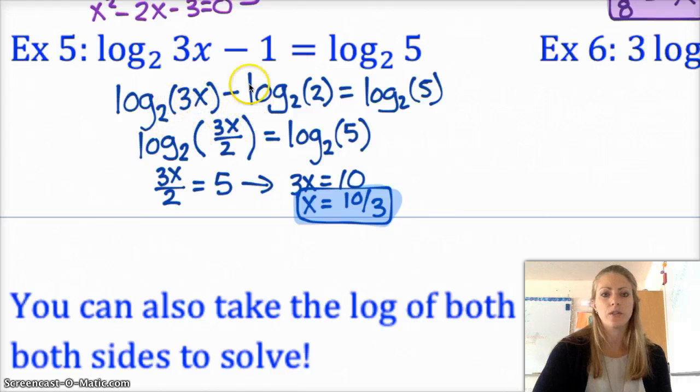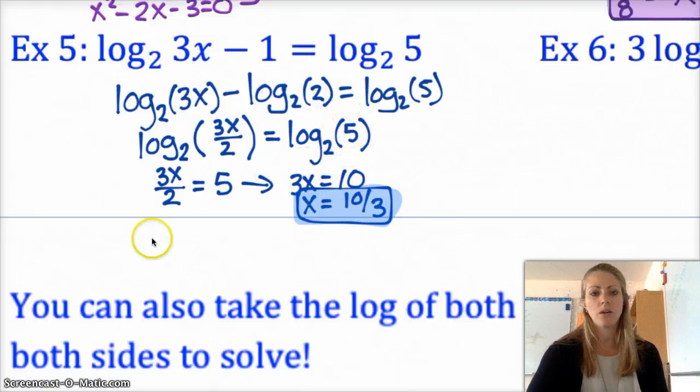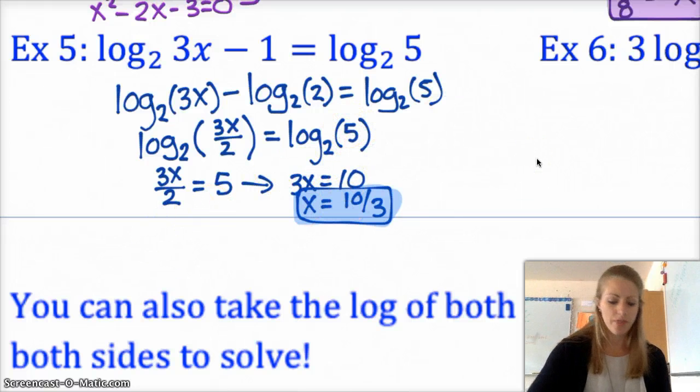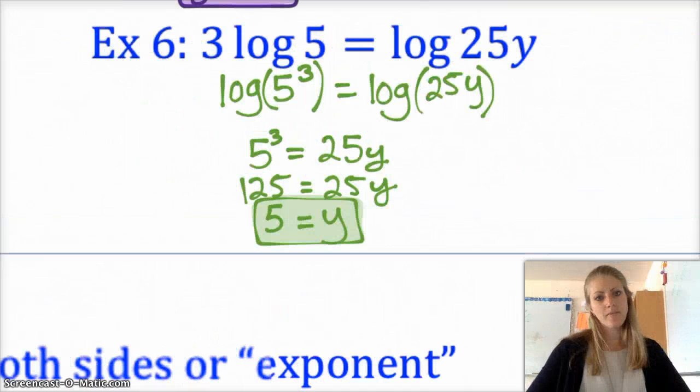And then I used the quotient rule because this is subtraction. So this is log base 2 of 3x over 2. And now I have a log equals a log with the same base. So the stuff inside here and that stuff should be equal. So you get x equals 10 thirds. And this is the solution to number 6.